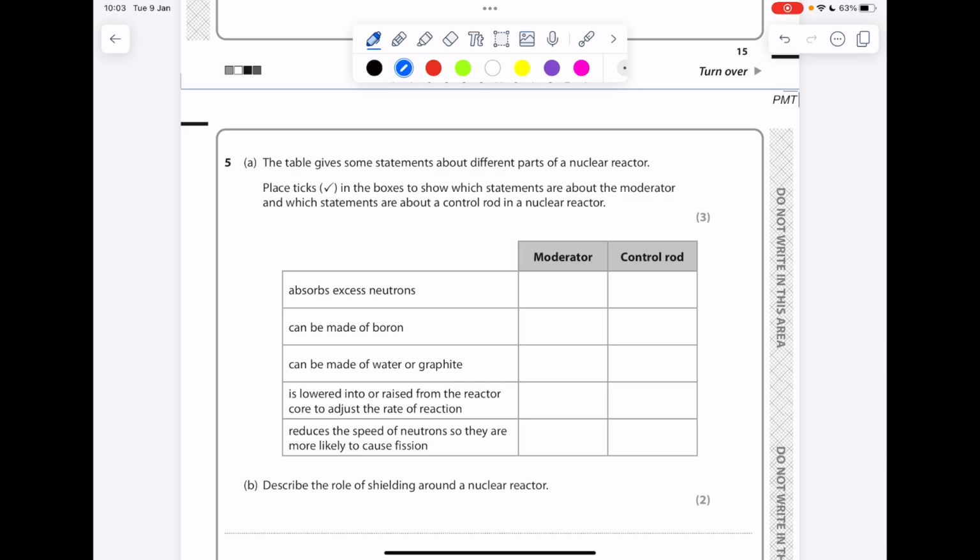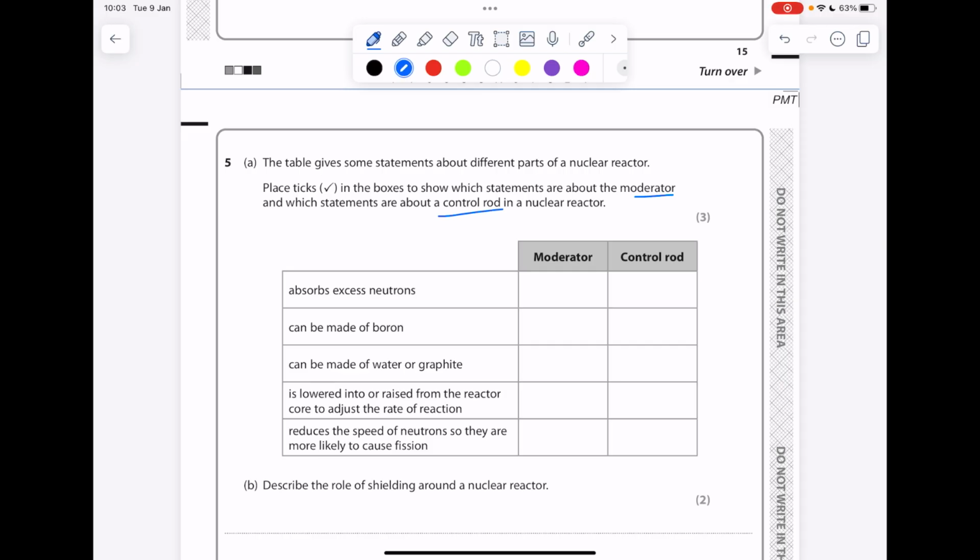The table gives some statements about different parts of a nuclear reactor. Place ticks in the boxes to show which statements are about the moderator and which ones are about the control rods. So control rods, remember, absorb neutrons to slow down the reaction. The moderator slows them down to increase the chance of fission reactions taking place.